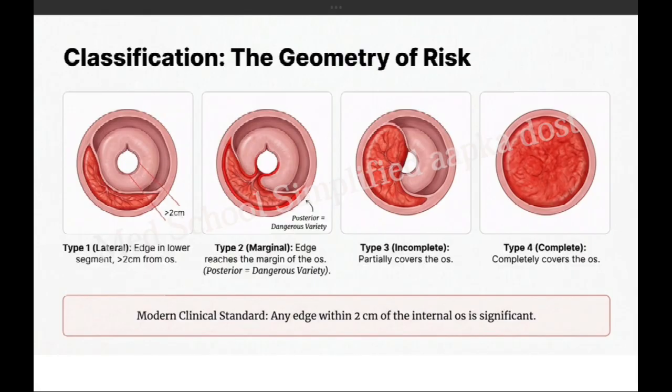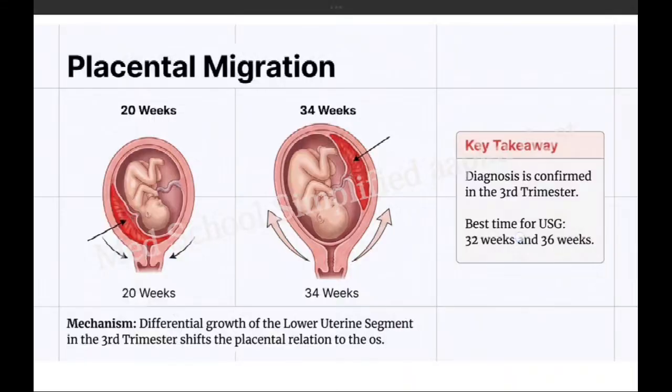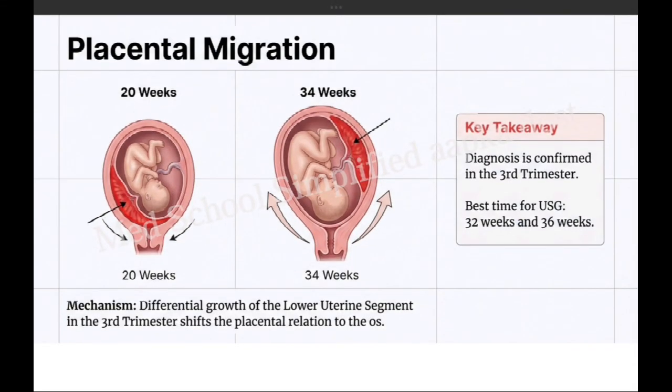Okay, modern clinical standard, any edge within 2 cm of internal os is significant. Then placental migration in 20 weeks or 34 weeks. In 20 weeks, the mechanism is differential growth of the lower uterine segment. In the third trimester, it shifts the placenta's relation to the os. Key takeaway is that diagnosis is confirmed in the third trimester. What's the best time for USG? It is 32 weeks to 36 weeks.